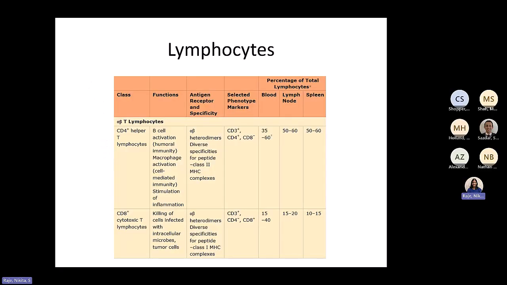The tables here go through again the markers that are present on these cells and their percentages in different parts of the body, so blood and then lymph node and spleen. All right, so the alpha beta T cells, these are either CD4 positive or CD8 positive. CD4 positive are negative for CD8 and the CD8 are negative for CD4. So these are single positive, but they all have alpha beta TCR on their surface.